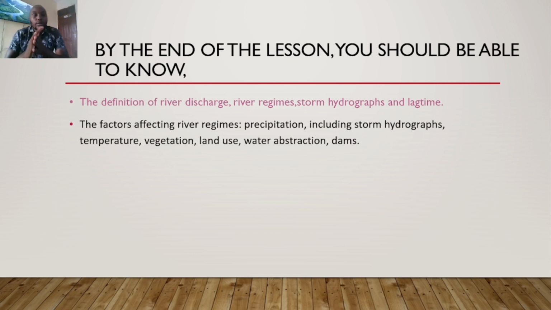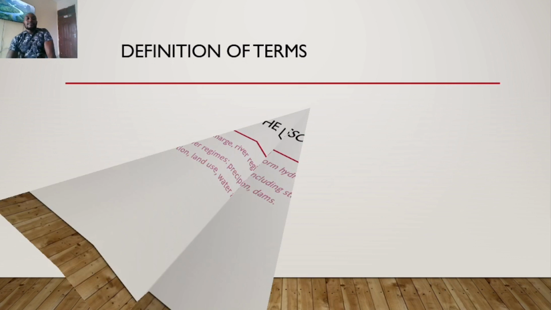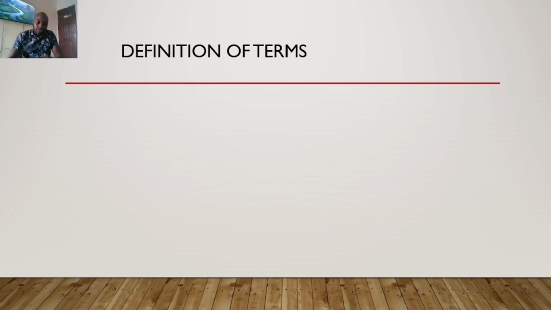Also, you should be able to know the factors affecting river regimes: the precipitation, including storm hydrographs, temperature, vegetation, land use, water obstructions, and also dams, all right? So make sure you know all these things that you are seeing there. Understood? Now, let's start with the definition of terms.